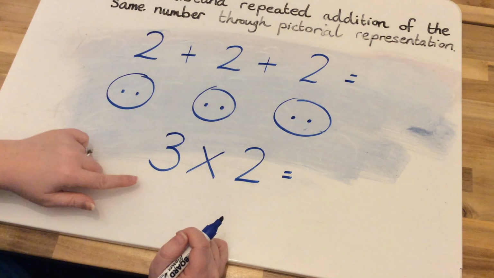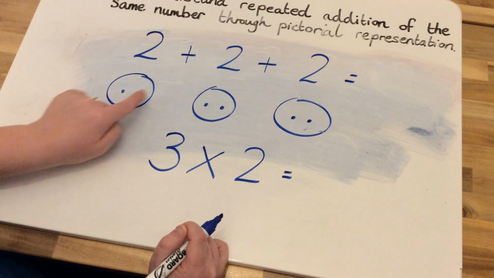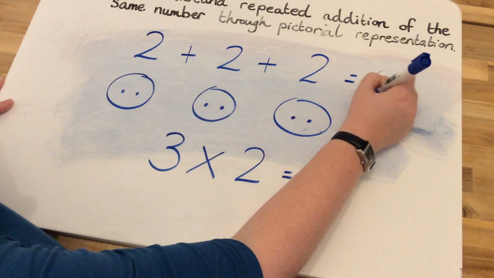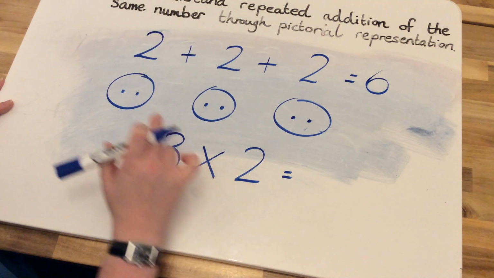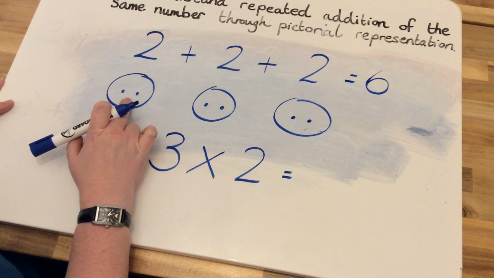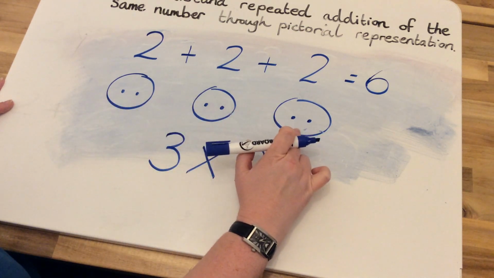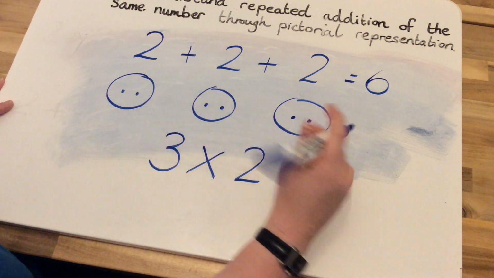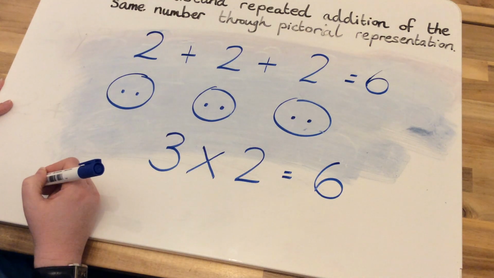So both times I'm going to get the same answer. Let's have a little look. So I'm going to count in 2s. 2, 4, 6. And my multiplication sum matches the cookies as well, because there's 3 cookies with 2 chocolate chips on. So if I count again, 2, 4, 6. And I'm going to put my answer as 6.